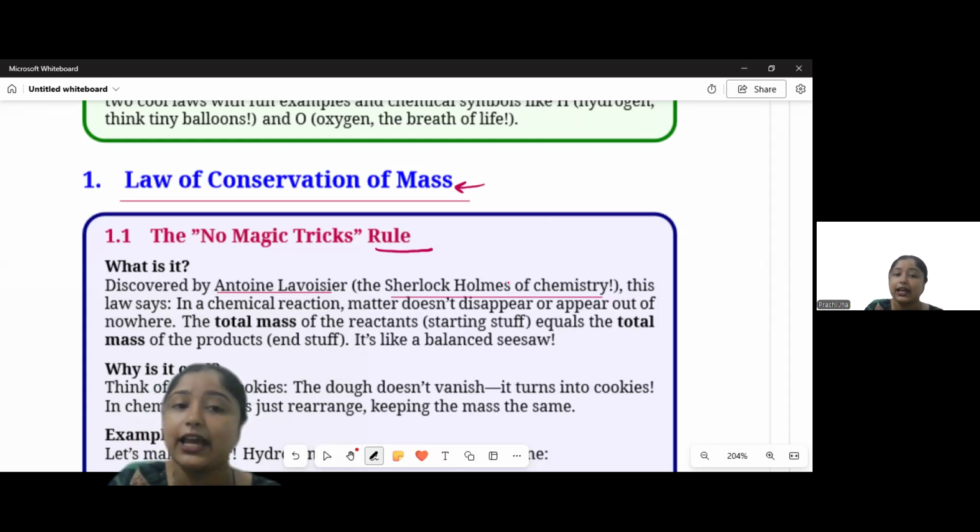Now, this law says that in a chemical reaction, matter doesn't disappear or appear out of nowhere.